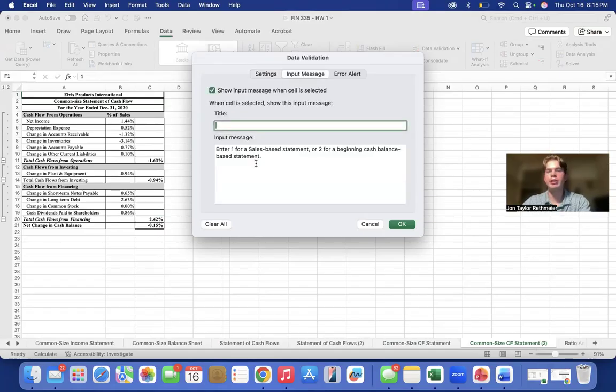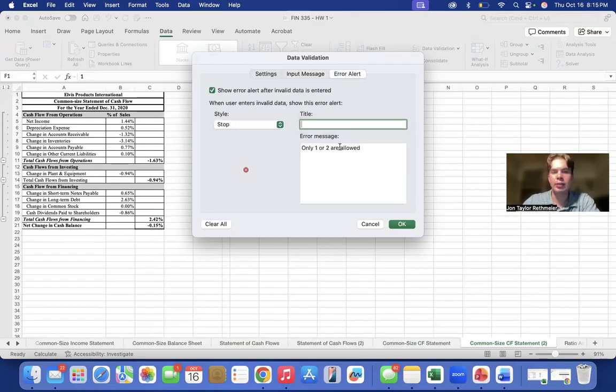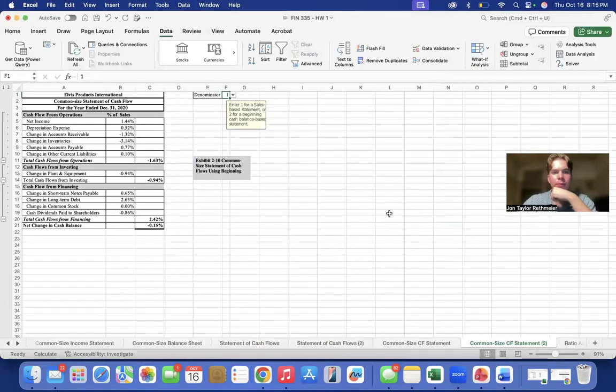So if we want a sales-based statement, we would enter one. And then right here, if we wanted to do a beginning cash balance-based statement, we would click two. And then if we did any other number like three, four, zero, whatever, there's an error that pops up that only one or two are allowed. And as you can see here, when we hover over it, it gives you instructions to enter one for sales base and then etc.